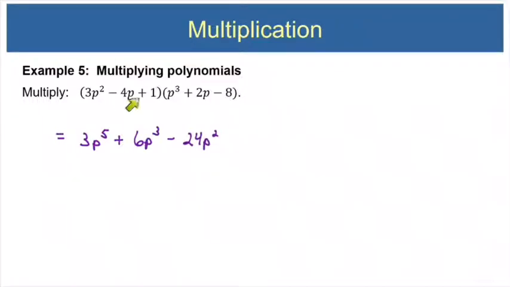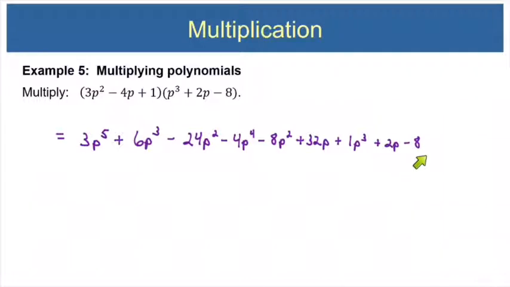Now we go back and distribute the minus 4p. So minus 4p times p to the third is minus 4p to the fourth. Minus 4p times 2p is minus 8p squared. And minus 4p times minus 8 is plus 32p. And now distributing the 1. 1 times p to the third is p to the third. 1 times 2p is 2p, and 1 times negative 8 is minus 8.